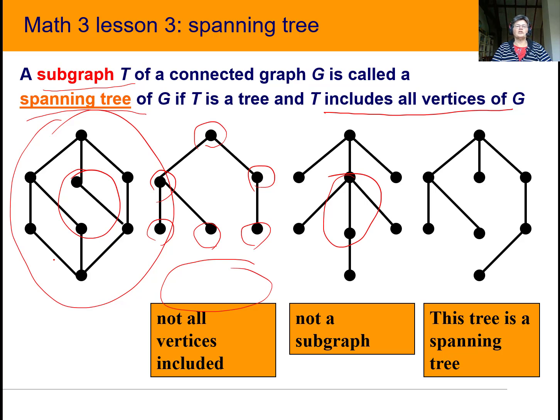Okay, and the last example is a perfect one. All the vertices are there, all the nodes are there, and all the edges are part of the original collection, and we have no cycles. This is a spanning tree of the graph G.